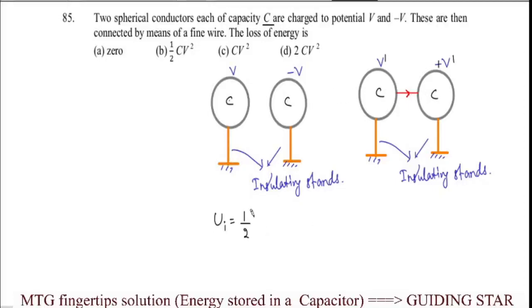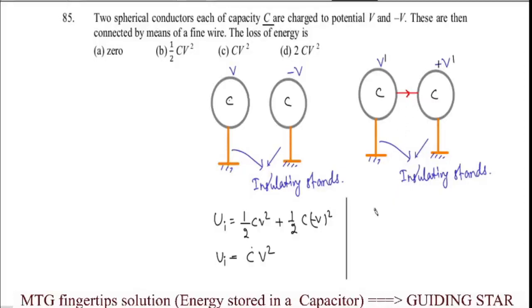Clear? So it will be half CV squared for the first one, and for the second one it will be half C minus V squared. So how much will we get? It will be half CV squared plus half CV squared. It will be CV squared. So this is the initial energy stored across the given system separately, or you can say the total energy stored at the initial stage. And here in this particular case, once they are connected, what will be the final energy stored?